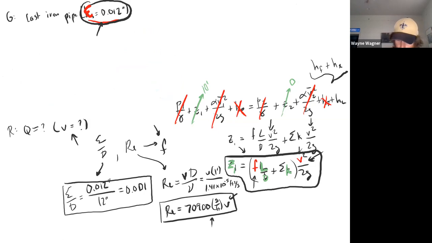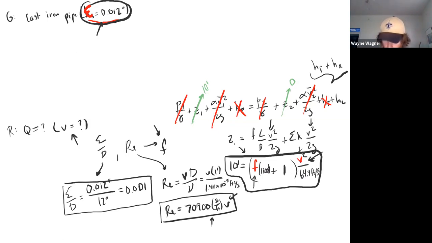Okay, so one thing we need to do is solve this equation right here. So Z1 is 10 feet. L on D, well, the length was 1,200 and the D was 1 foot, so this is going to be 1,200 F. The sum of the Ks is just going to be a number 1. And the 2G, well, 2 times gravity is 64.4 feet per second squared.